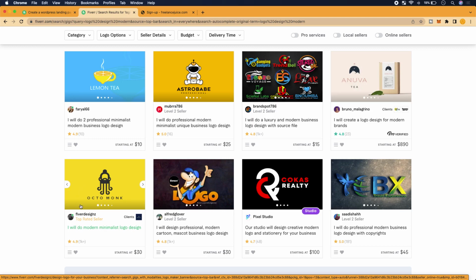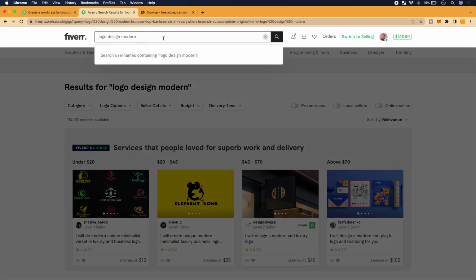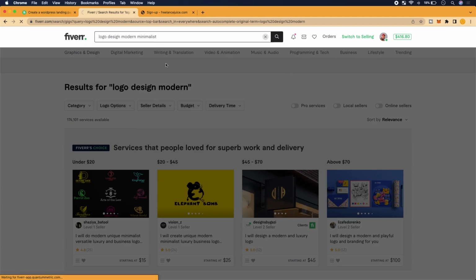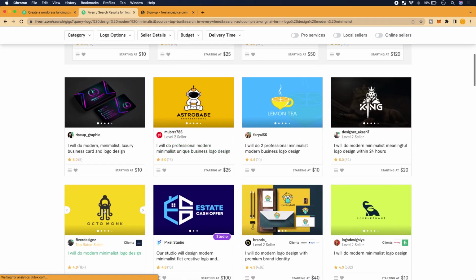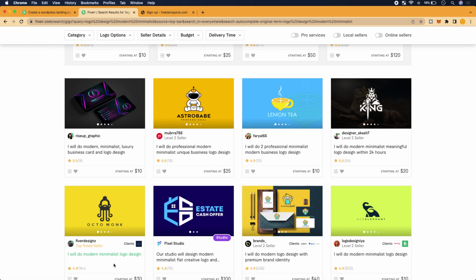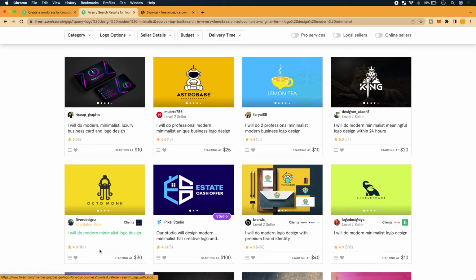So this is a guy that I would like to emulate my profile around, because he's ranking in these different combinations of keywords. I think even if we do, let's see what it would look like if we do minimalist. Minimalist. See, there he is again. That is what you want to be able to do, to give yourself the greatest opportunity to be found with different combinations of keywords, and I think this dude pretty much hacked it. Shout out to Fiverr Designs, you're killing it, man.